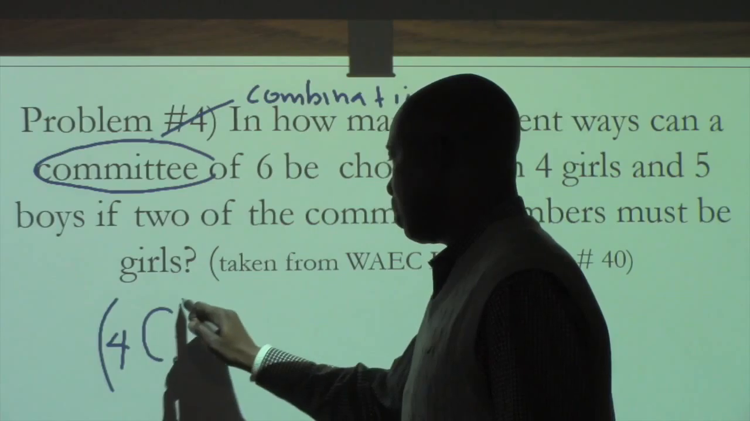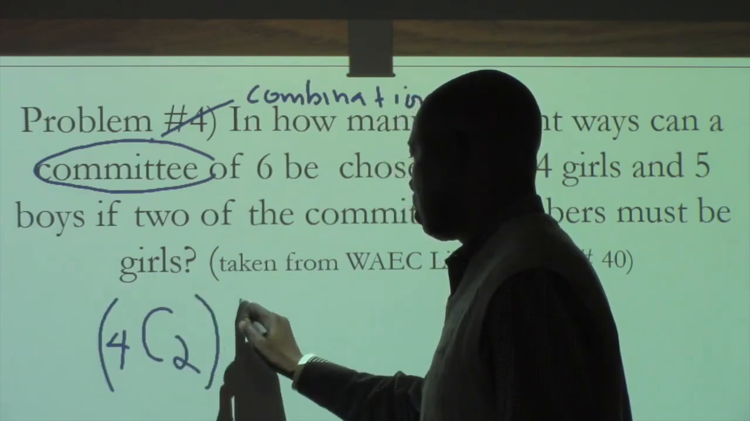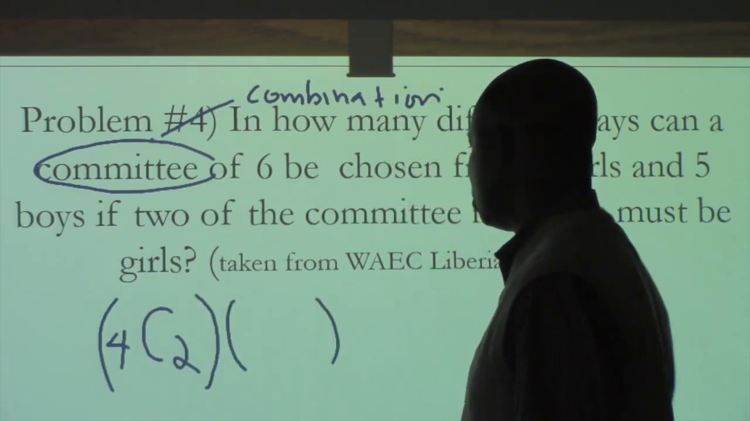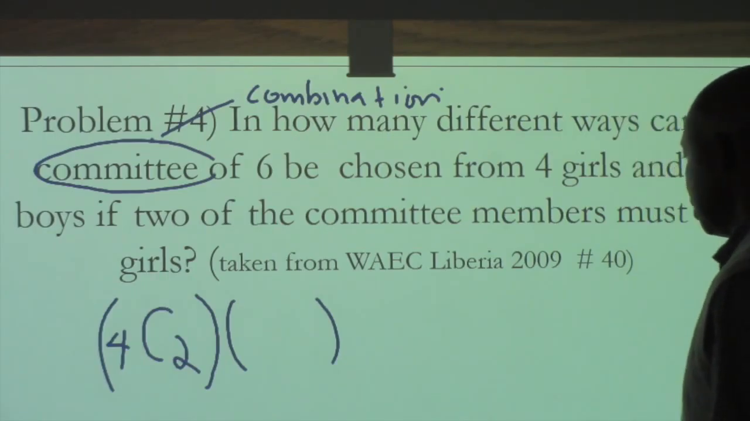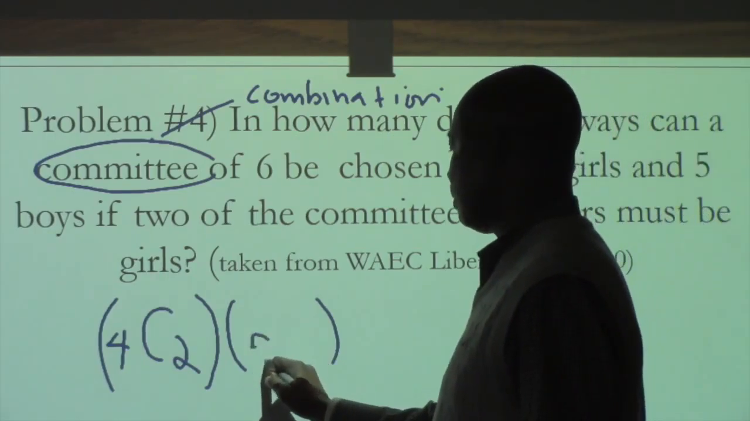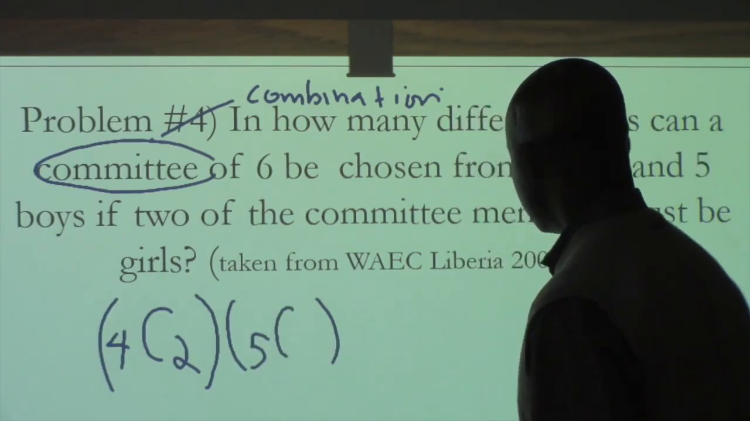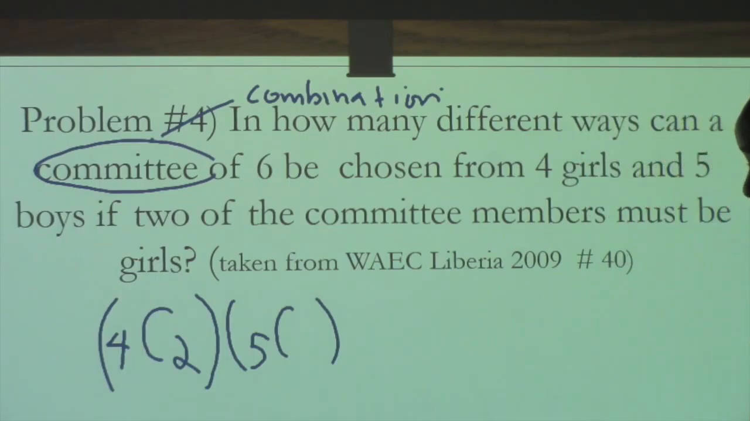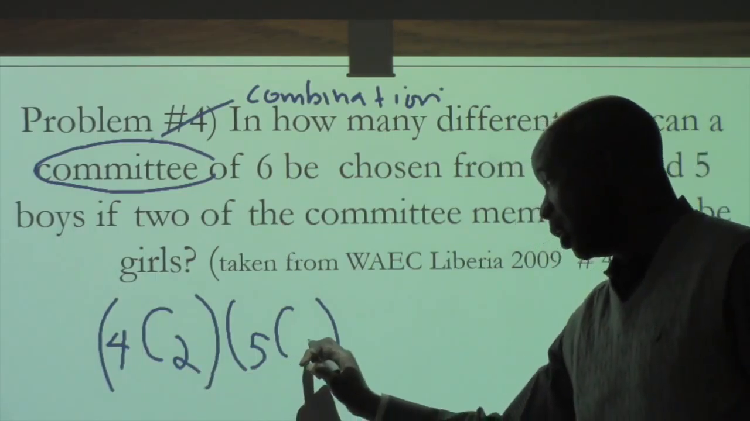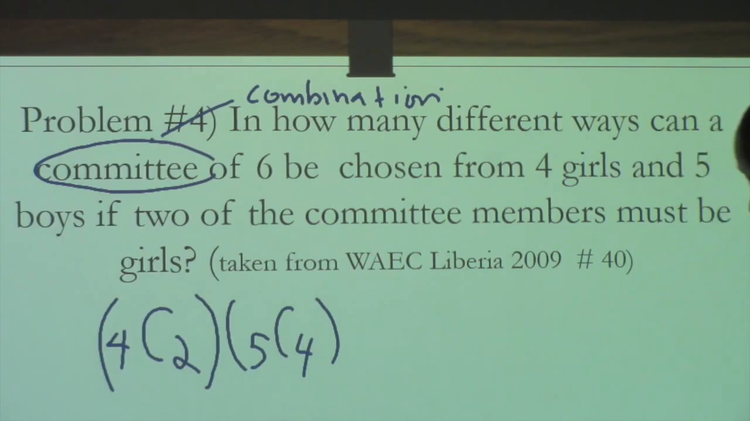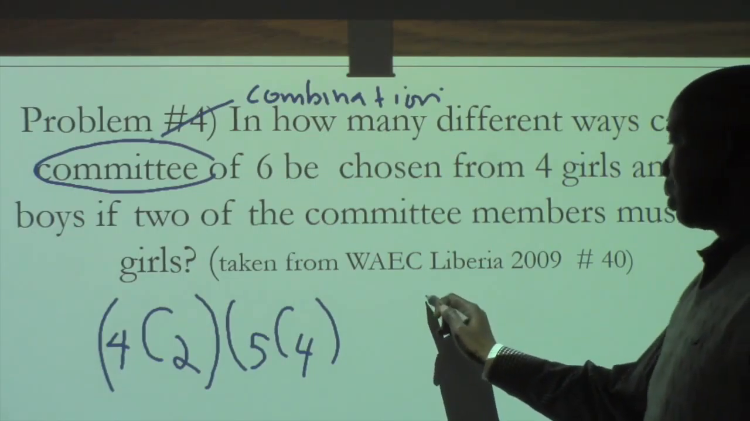So this will give you the number of ways you can choose girls. So the total number of combinations will be the number of ways you can choose girls times the number of ways you can choose the boys. How many boys are you choosing from? 5. And how many members are supposed to be in this committee? 6. You're already taking 2 to be girls. So the remaining 4 will have to be boys. Okay? So then we must compute these things. So let's do some computation here.